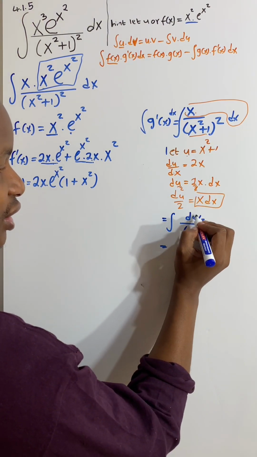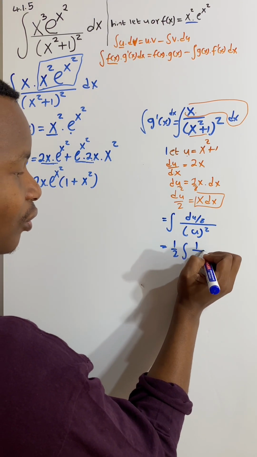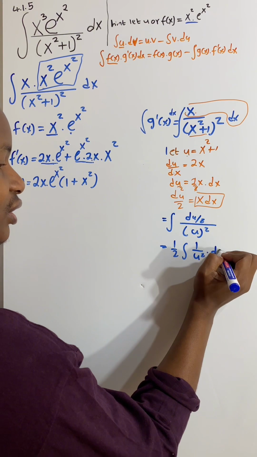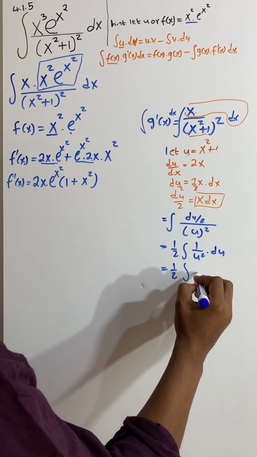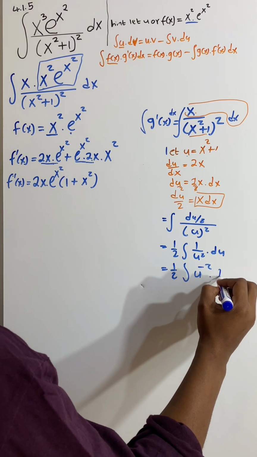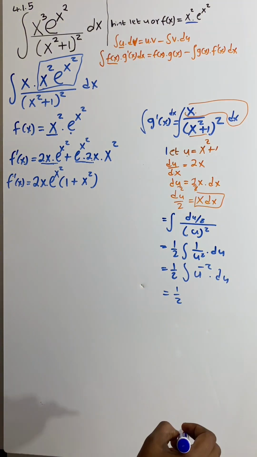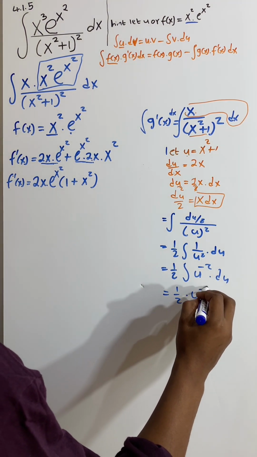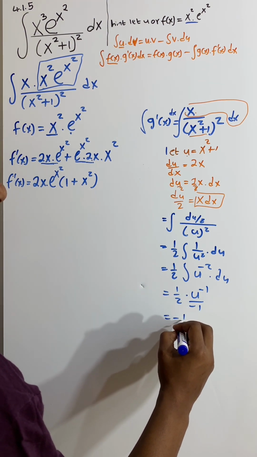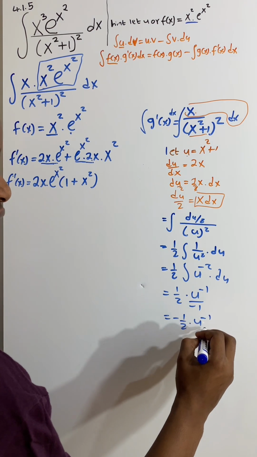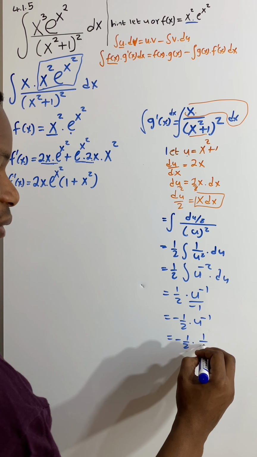We can choose to take the 1 over 2 out of the integral, and we'll be left with 1 over u squared multiplied by du. And we can also choose to write our integral as u to the power minus 2. Integrating u to the power negative 2, we get u to the power minus 1 divided by minus 1. This will be equal to negative 1 over 2 u to the power negative 1, which we can rewrite as negative 1 over 2 multiplied by 1 over u.